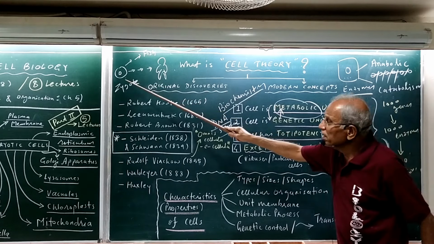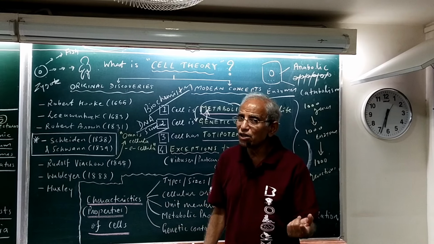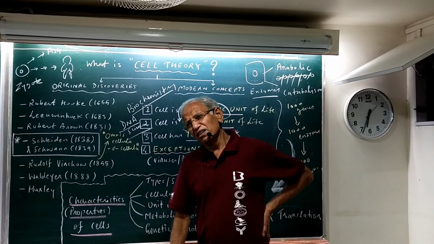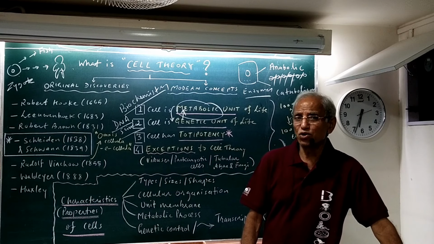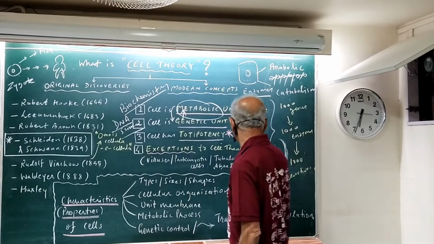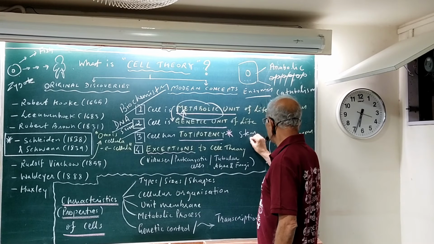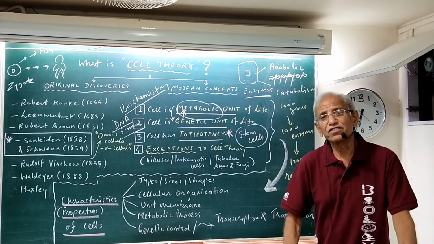Is the zygote the only cell to have totipotency? No. Actually, there can be some other cells which can be totipotent. Have you heard of what are called stem cells? I think most of you have heard of stem cells.